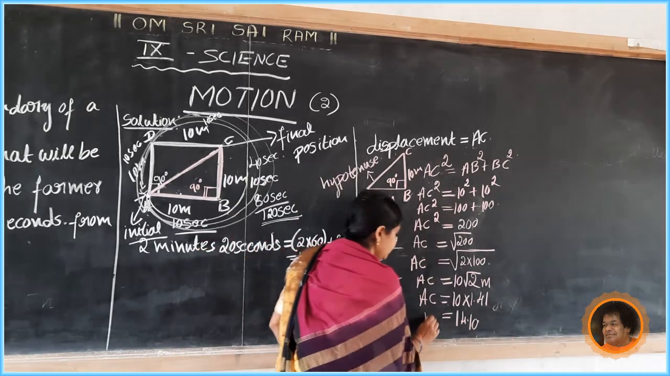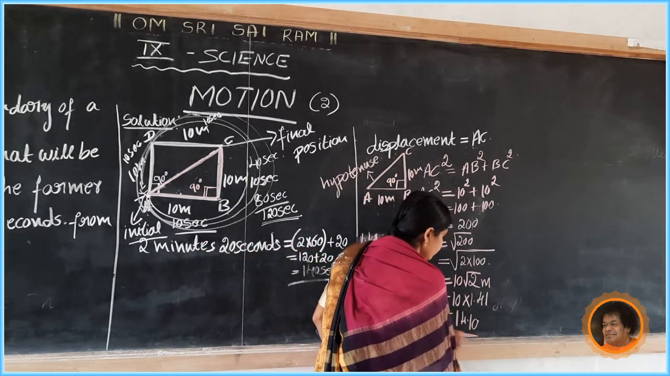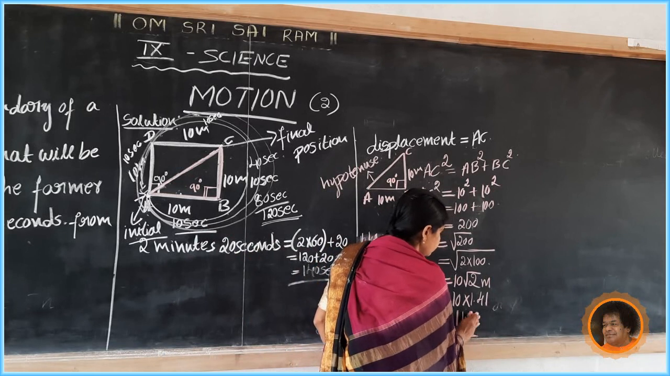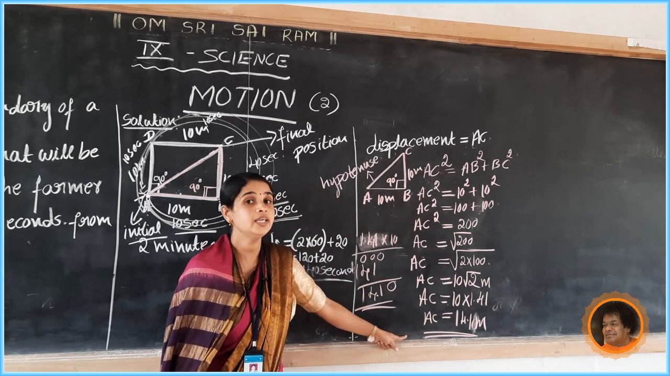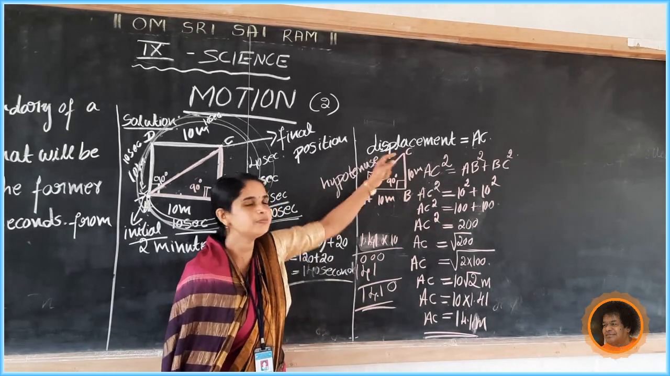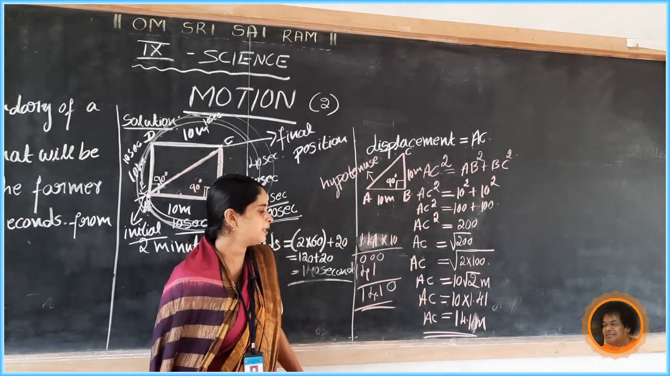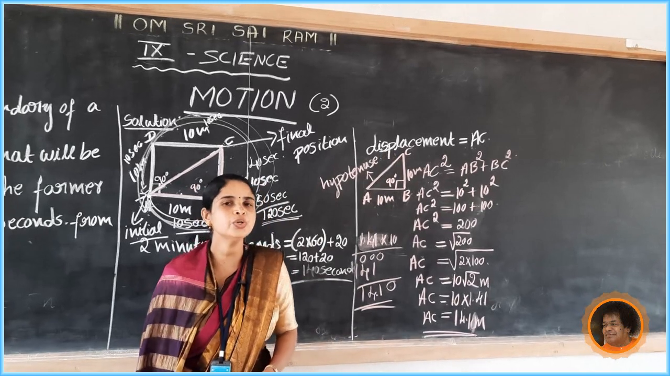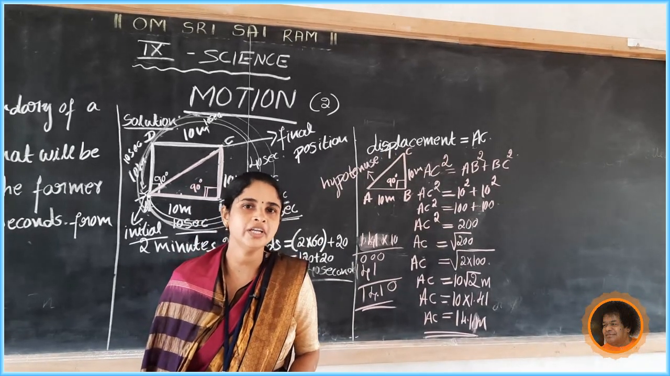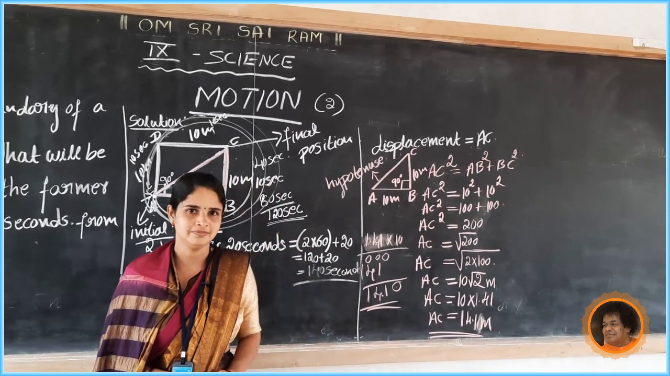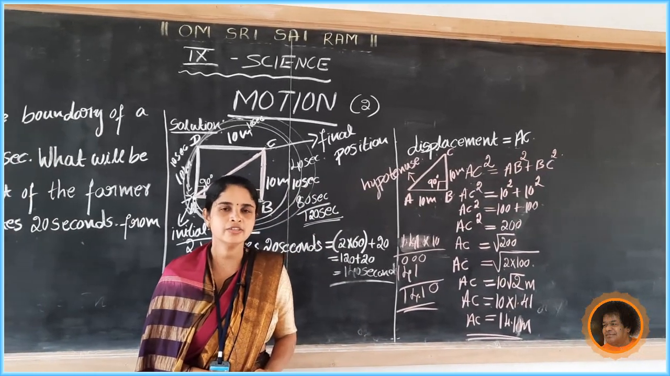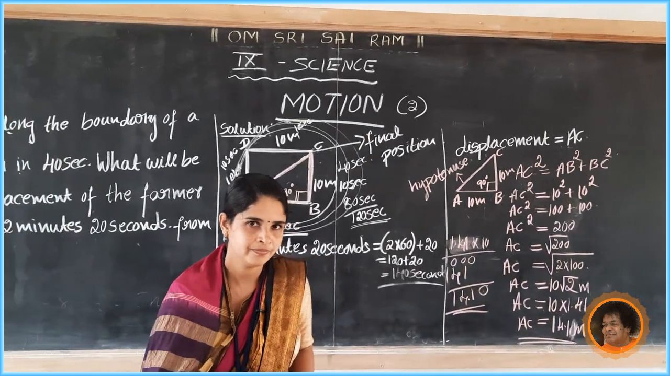14.10. So AC equals 14.10 or 14.1 meter. AC means here displacement. So what is the displacement here? AC equals 14.1 meter. Displacement equals 14.1 meter. Okay, it is the solution of this problem.